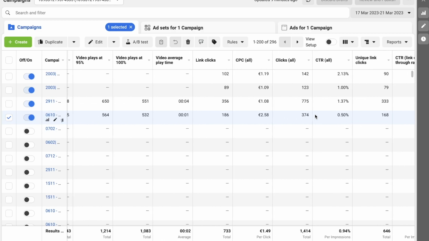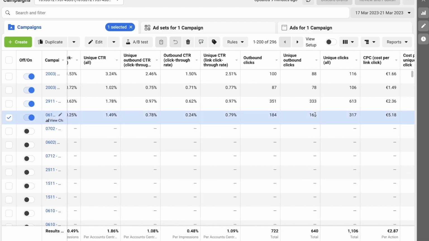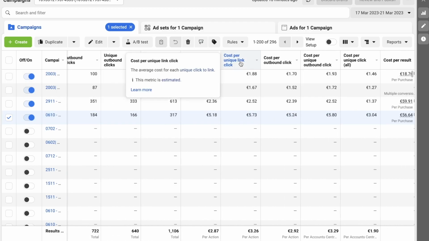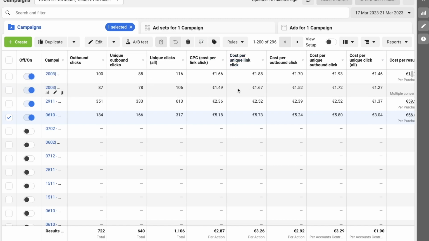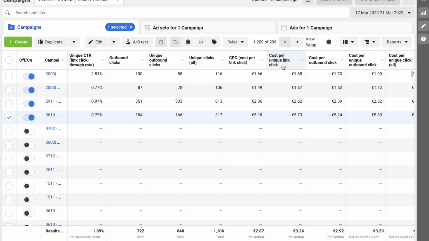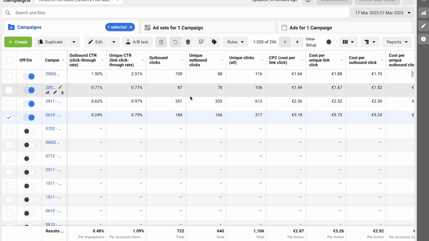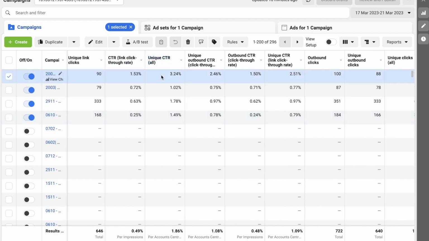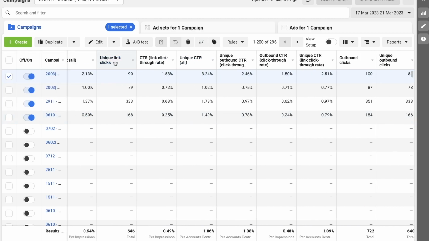So this shouldn't be a problem as long as it's getting good sales, good CPAs. And perhaps you've noticed that most of these metrics here also have a column that says unique outbound click, unique CTR, unique link click. This means unique is basically the term for how many individual people that you've reached have clicked this event, have done this action.